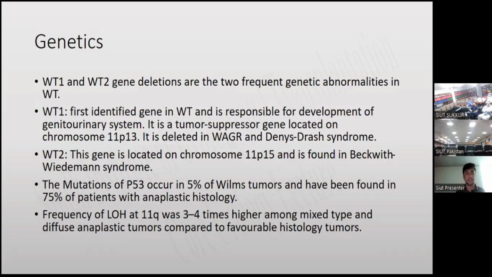The mutations of P53 occur in 5% of the Wilms tumor and have been found in 75% of patients with anaplastic histology. Anaplastic histology carries a poor prognosis and is associated with the mutation of P53. In addition to that, there is loss of heterozygosity on the short arm of a chromosome, and it is 3 to 4 times higher among mixed and diffuse anaplastic tumors. Both of them carry poor prognosis compared to favorable histology tumors. We will get to know what is favorable histology and what is unfavorable histology.